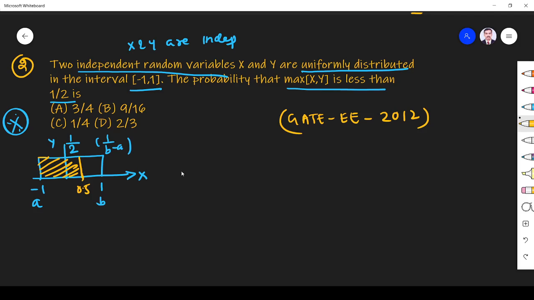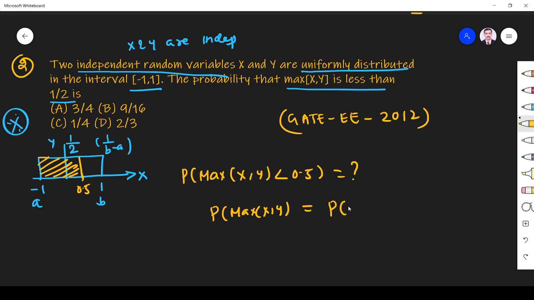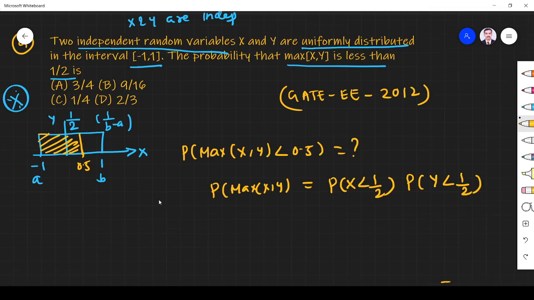So what we have to find is p of maximum of x comma y less than 0.5 is equal to what? Since x and y are independent variables, p of maximum of x comma y less than half is equal to p of x less than half times p of y less than half, because both are independent.